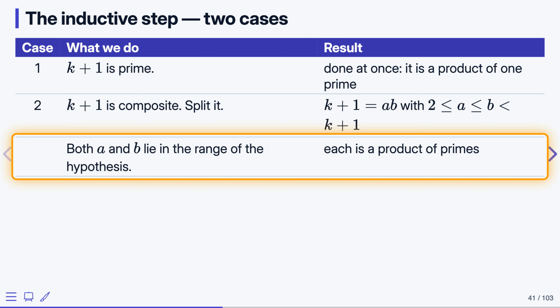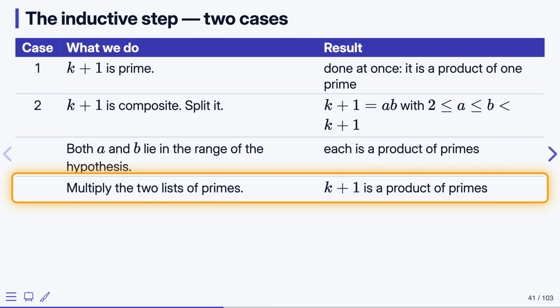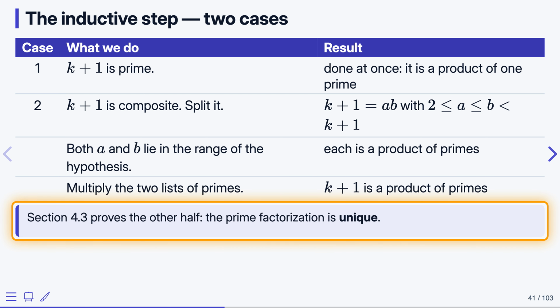Now look at the range. Both a and b sit between 2 and k. That is exactly the range our hypothesis covers. So each of them is a product of primes. Multiply the two lists of primes together. The product is k plus 1. So k plus 1 is a product of primes, and the proof is done. Section 4.3 proves the other half of the theorem. The prime factorization of a number is unique.